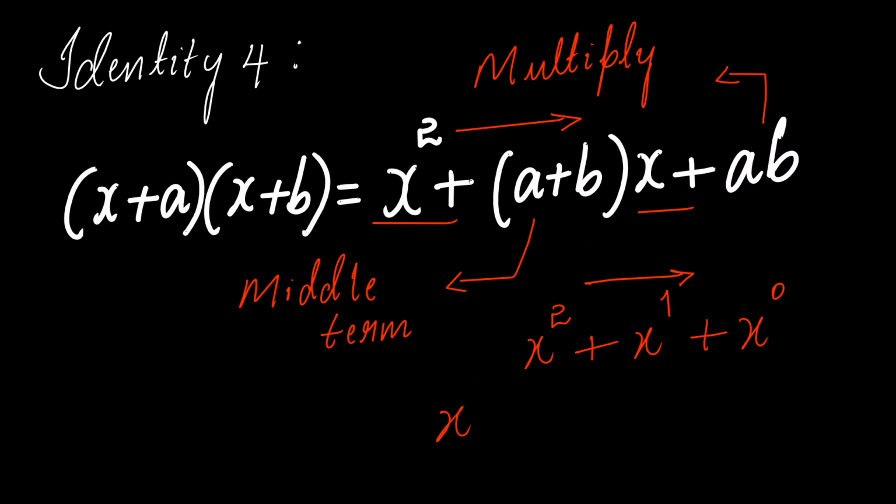So, here we have a and b as common in the middle and last term. In the middle term we are adding a and b, and in the last term we are multiplying a and b. So this is the logic. Now let's move to the fifth identity.